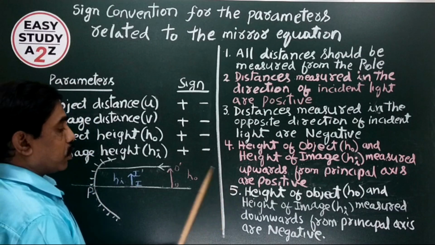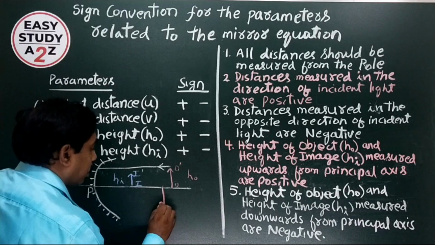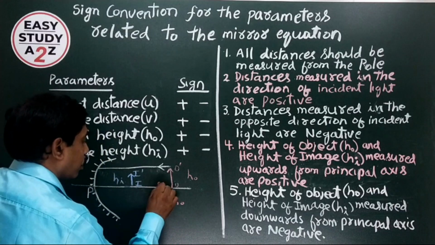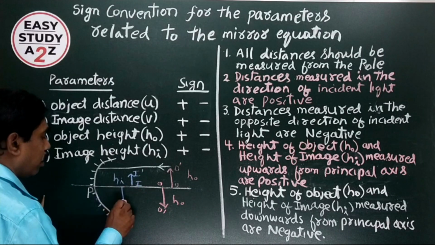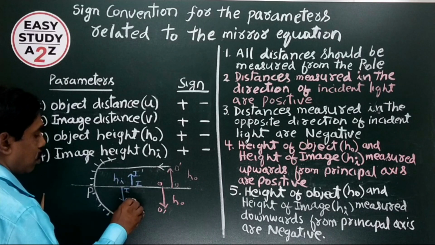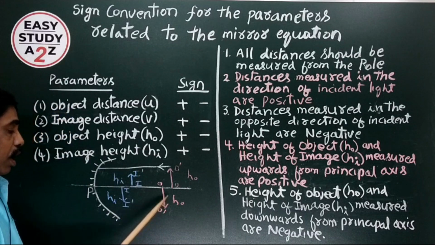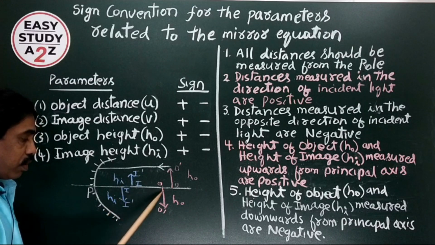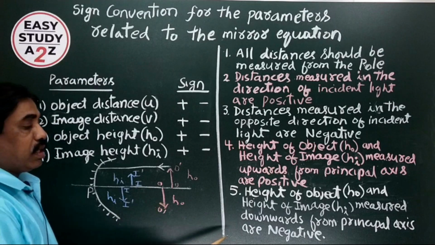Now coming to the fifth rule, height of the object. Suppose we have the height of the object like this, h0, height of the object. If the object and image heights are measured downwards, perpendicular to the principal axis, then they should be taken as negative.